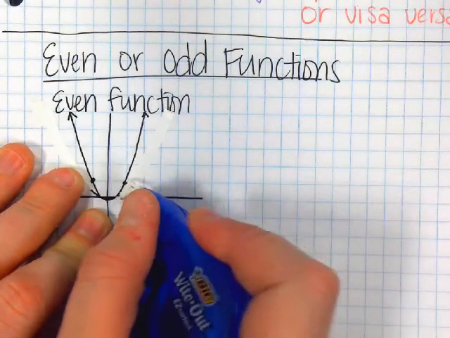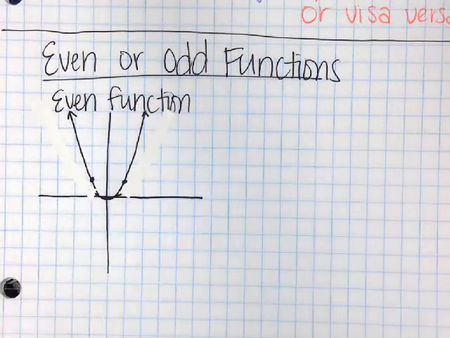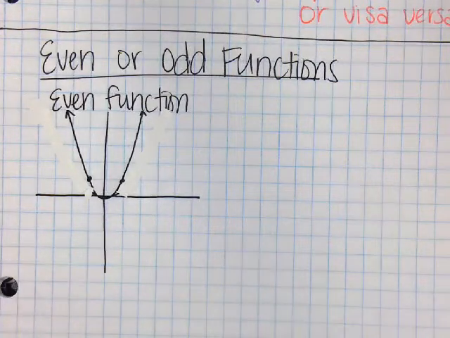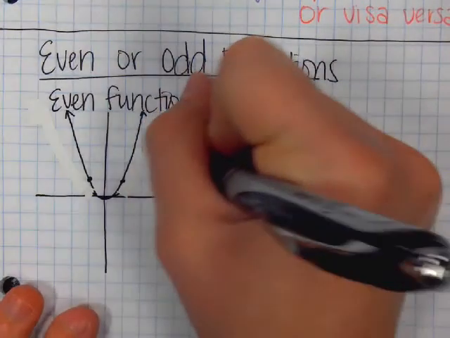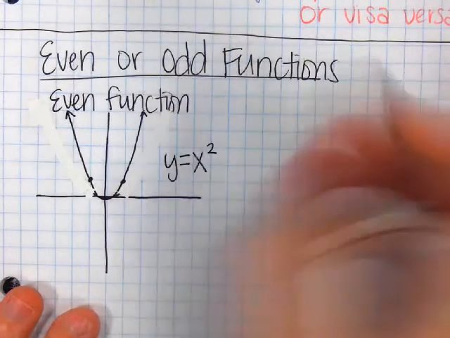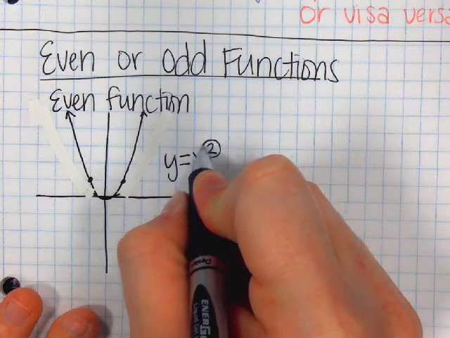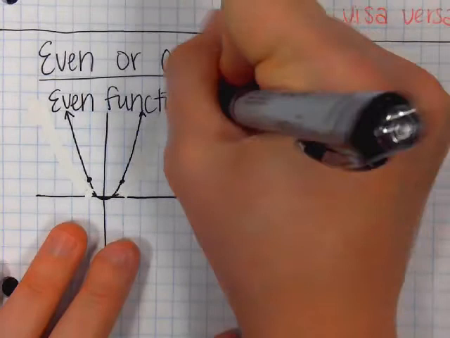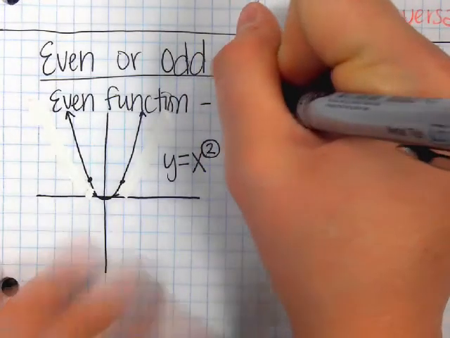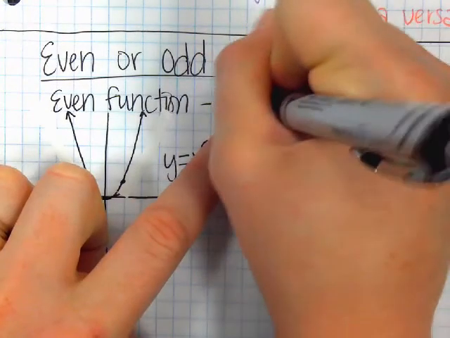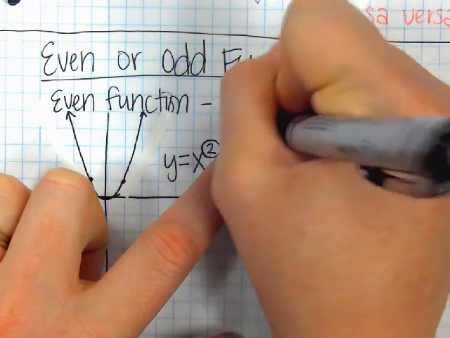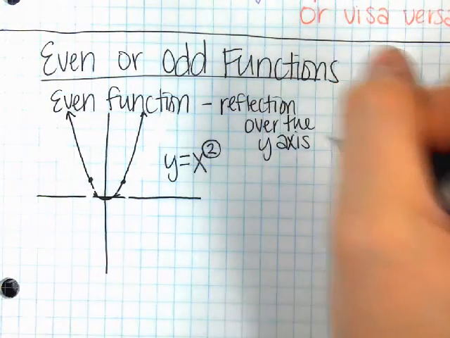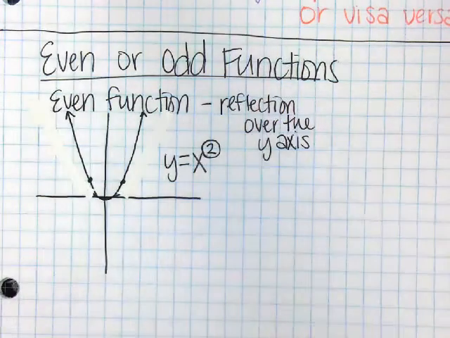Your notes, it doesn't really matter. Mine, it does because I need to show that it's actually a reflection. So if you look, this is a reflection of each other over the y-axis. This is also the parent function y equals x squared. So it's even because of that exponent right there. Okay, an even function is a reflection over the y-axis.